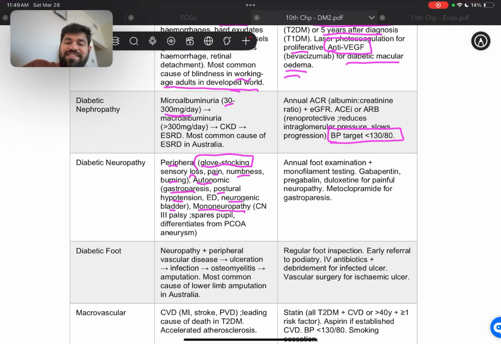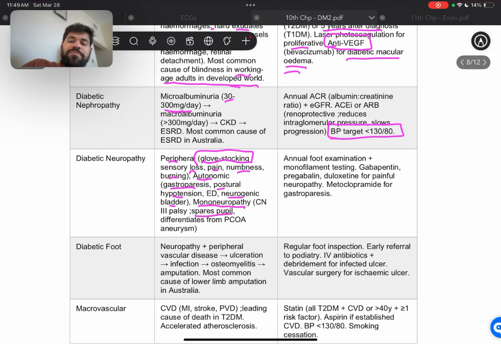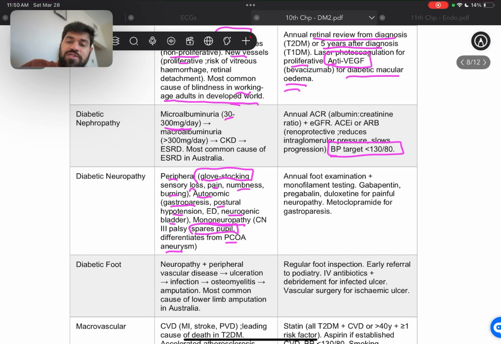Mononeuropathy is going to be CN3 palsy, and it spares the pupil, which differentiates it from a PCOA aneurysm, because PCOA does not spare the pupils. All right, then the screening is going to be an annual foot examination, monofilament testing, where we take our filament and touch the patient's feet at different points to check if they still have sensation. Then gabapentin, pregabalin, duloxetine for painful neuropathies, and metoclopramide for gastroparesis.